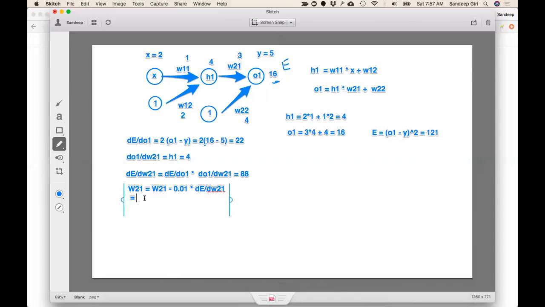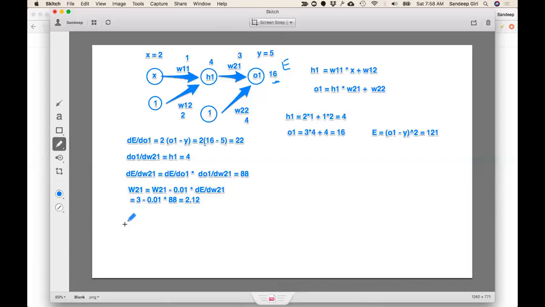All right, so how much is this? W21, which is 3 minus 0.01 into 88. Okay, so it is going to be 2.12. Great, great. So far, everybody comfortable?